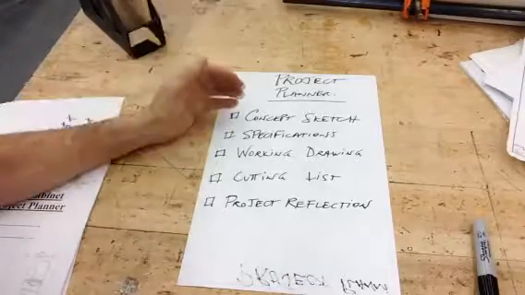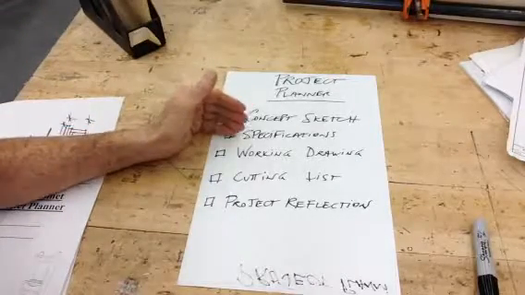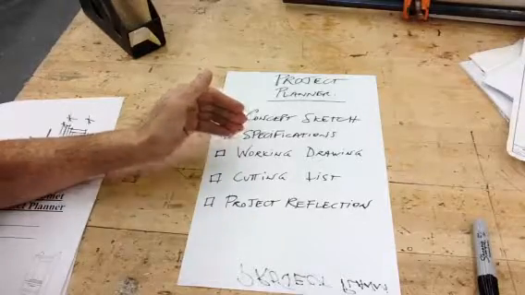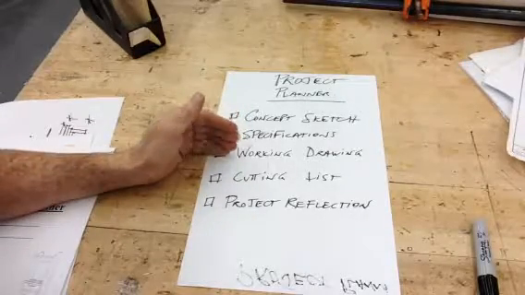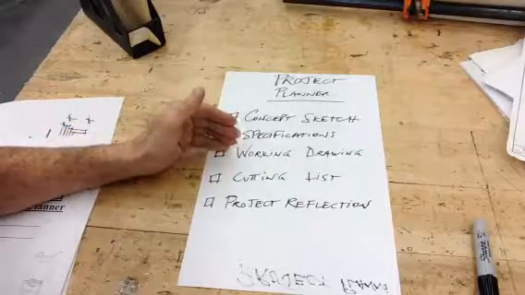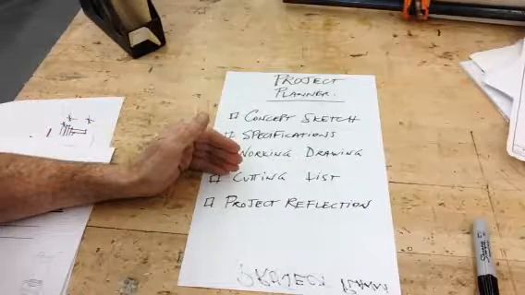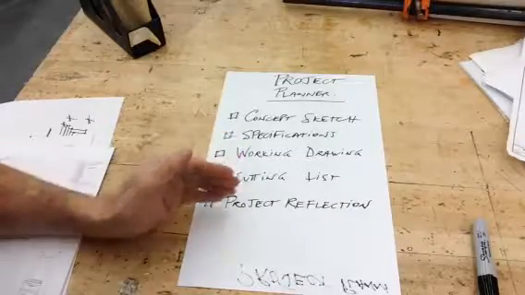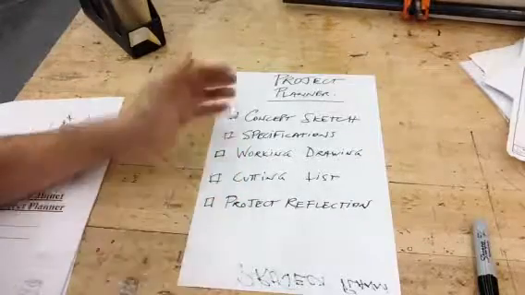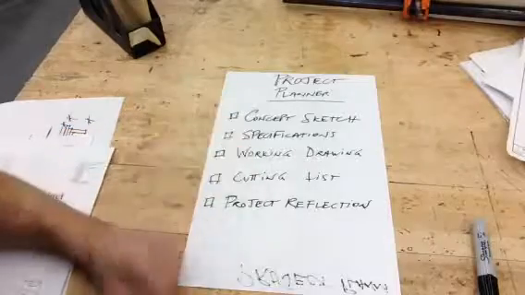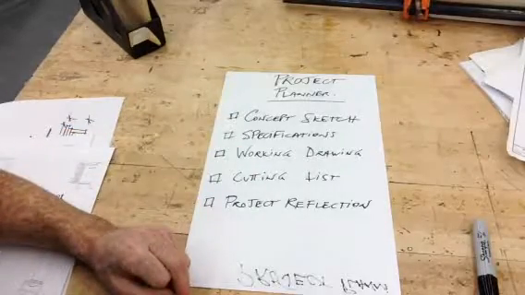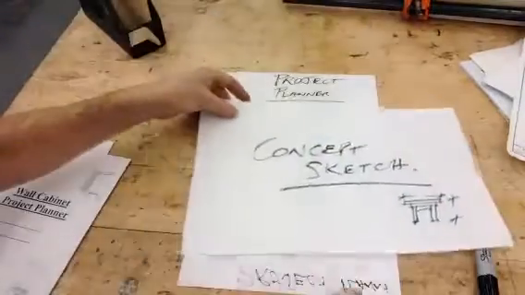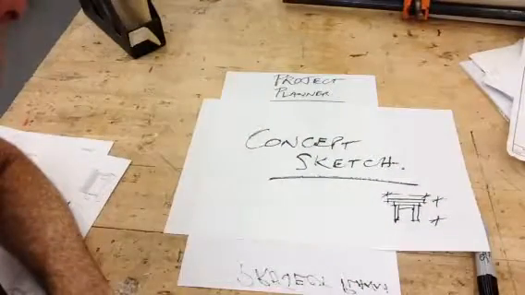So you'll start off with a concept sketch. Specifications you can do next, but you can do the specifications at any point. Working drawing, which is a better version of a concept sketch. A cutting list, which shows you the name of the parts and how big they are, all the parts in your project, and finally a project reflection. So I'm going to do a video on each one of these, and we'll start off with the concept sketch because it's the first one.